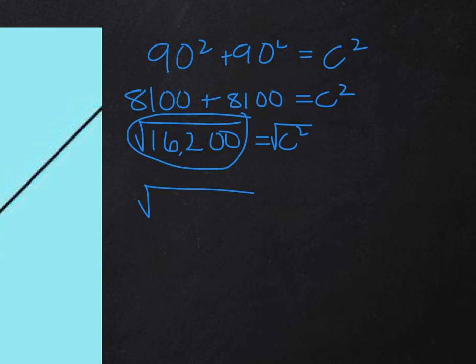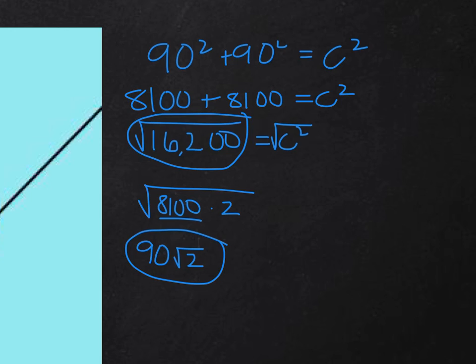So we said before, hey, this is 8100 times 2. The square root of this is 90. This is your actual answer. Again, for right now, it's okay if you give me that or this. Technically, this is the better answer.